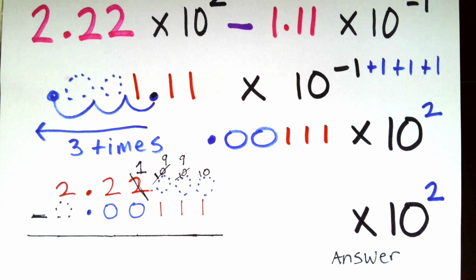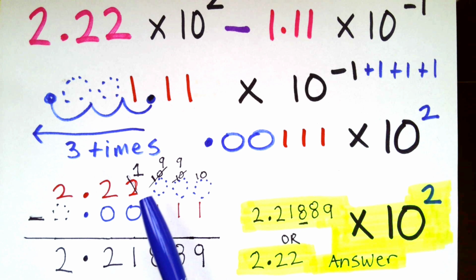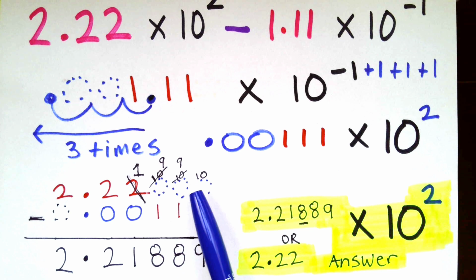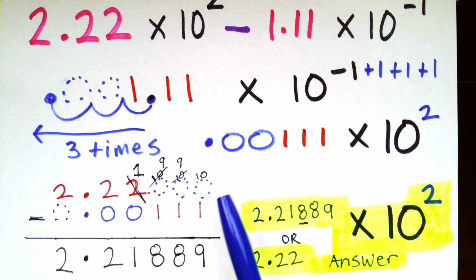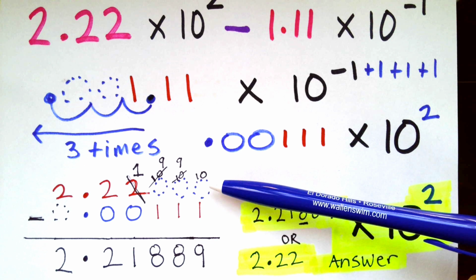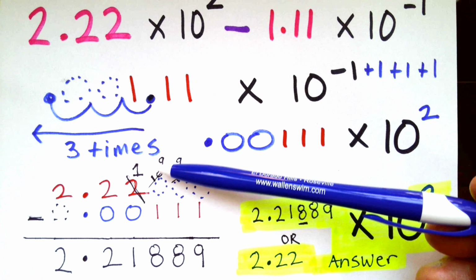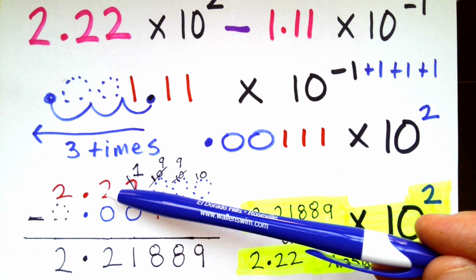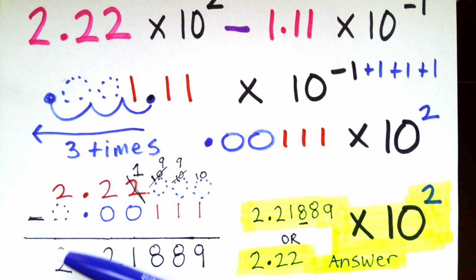Let me show you here. You can see I borrowed from the 2, which turns it into a 1. The 1 I borrowed from the 2 turned that 0 into a 10. I had to borrow from the 10 to turn this 0 into a 10, and I had to borrow from this 10 to turn this 0 into a 10. Let's do the subtraction. 10 minus 1 is 9. 9 minus 1 is 8. 9 minus 1 is 8. 1 minus 0 is 1. 2 minus 0 is 2. Keeping the decimals lined up when you add or subtract.